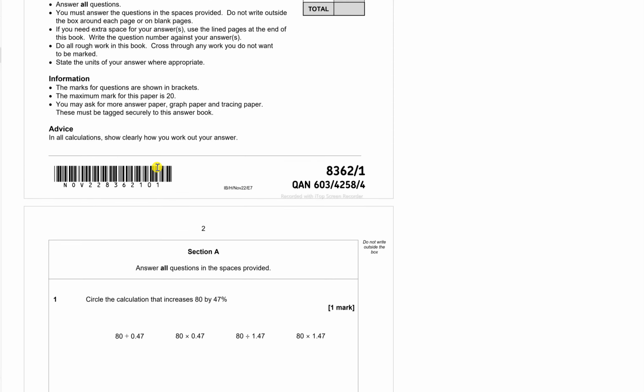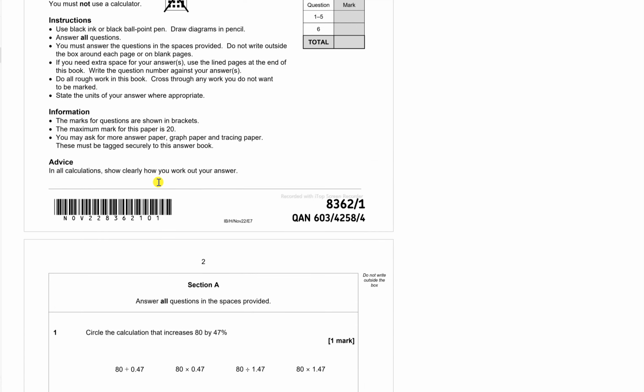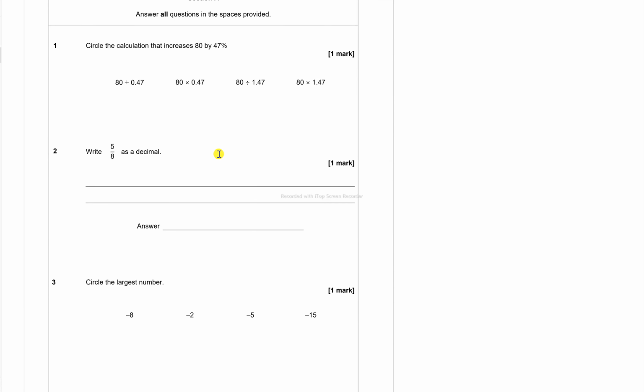Right, so we're looking at November 22, paper 1, non-calculator. Right, let's go through this then. This is draw. Right, circle the calculation that increases 80 by 47%.